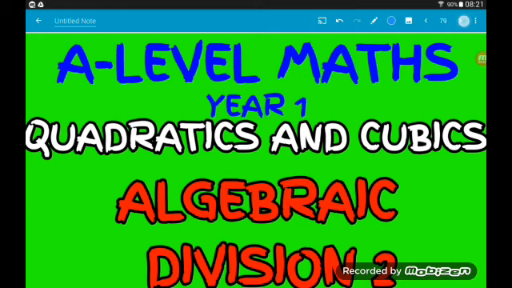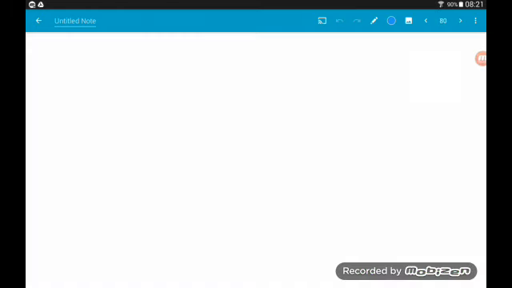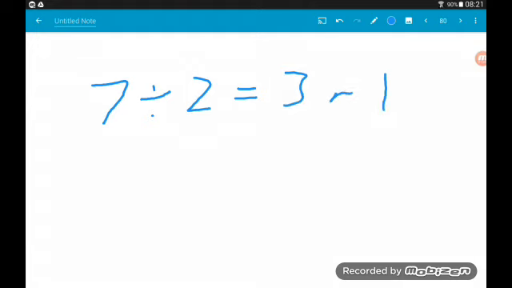So, before we get to the algebra, let me just plant a little reminder here. So if we were to do 7 divided by 2, we could think of that as 3 remainder 1. Or we could think of it as 3 plus, well, we got a remainder of 1, so it's then 1 divided by 2.